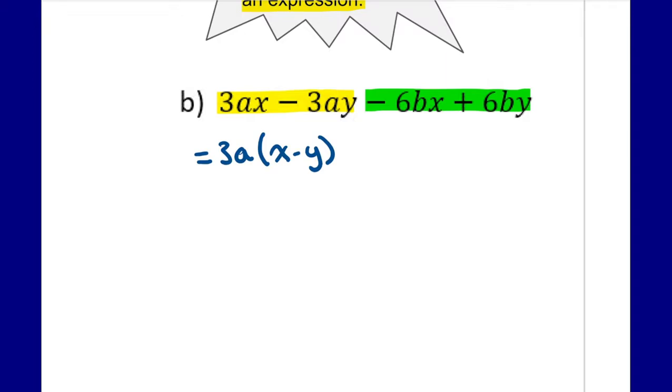For the second half, I'm going to put my minus in to show that it's still there. What can I factor between 6bx and 6by? Well, for starters, the number 6, and the b is also common, so I'm going to factor out the b as well. That then leaves me with x, and we want to be careful because we have a negative here.